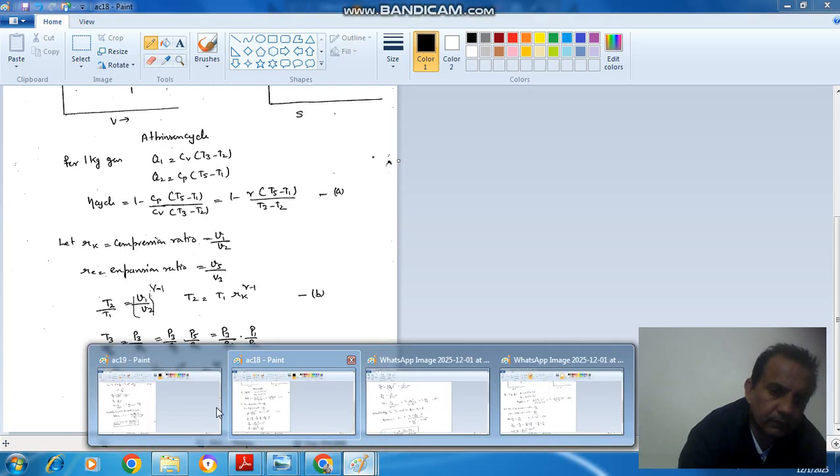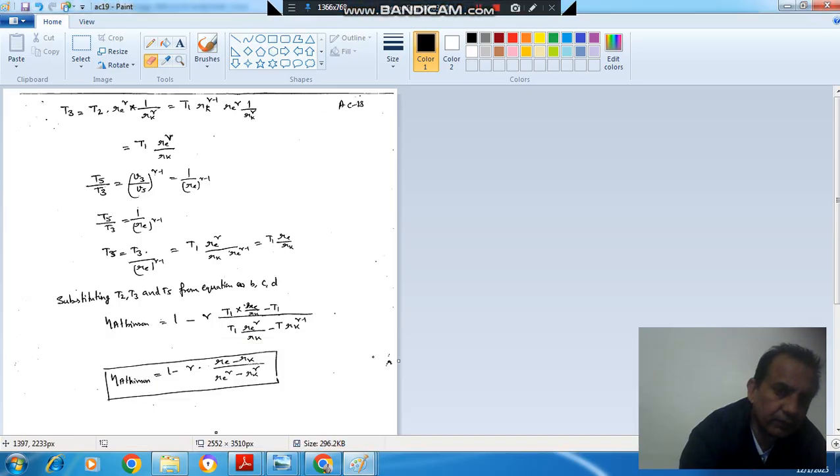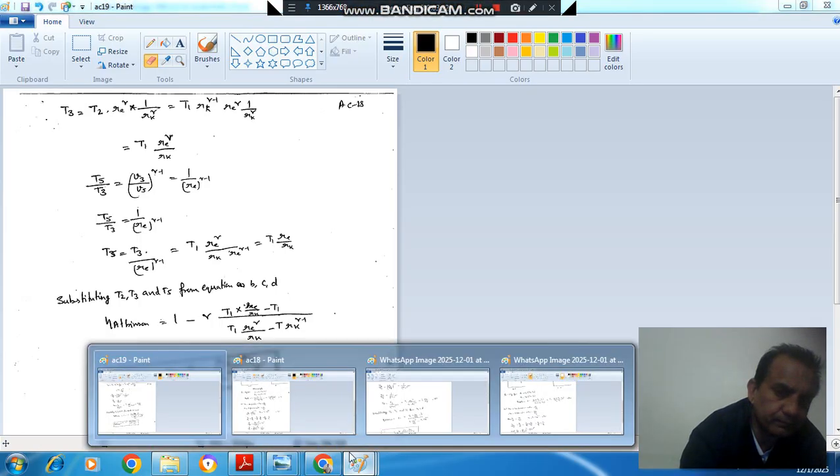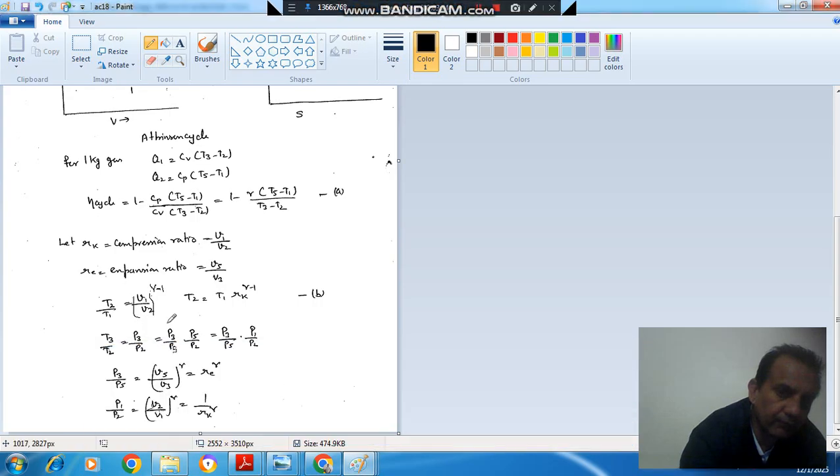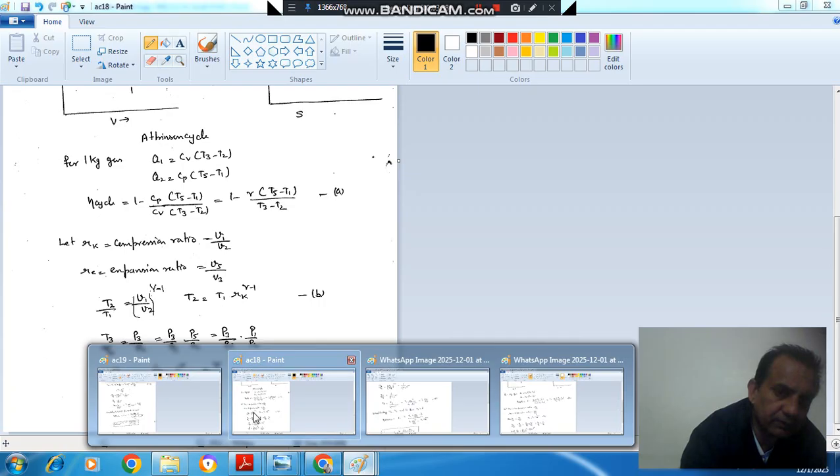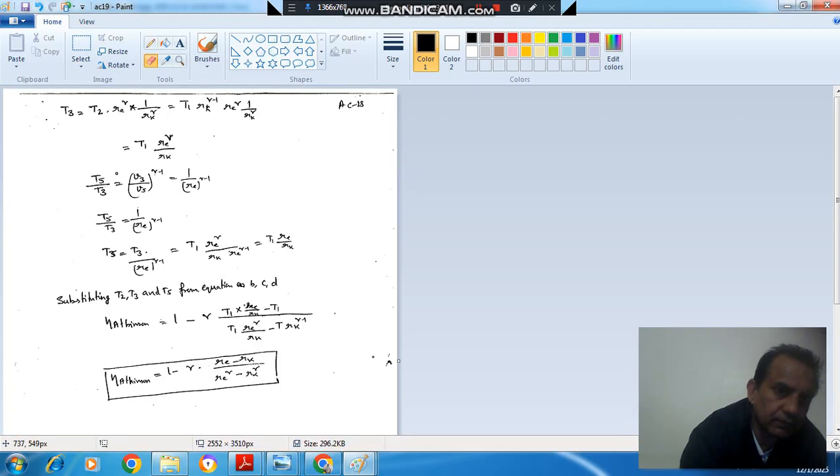Now we need T2 in terms of T1, T3 in terms of T1, and T5 in terms of T1. We have T2 in terms of T1, and now we are finding T3 in terms of T1. So T3 is T2 into re raised to gamma divided by rk raised to gamma.